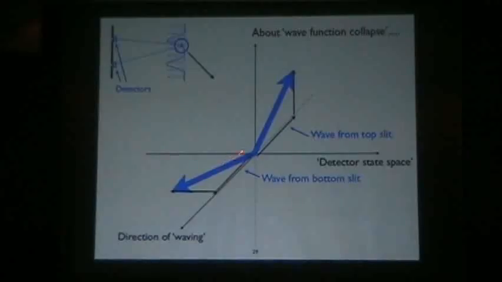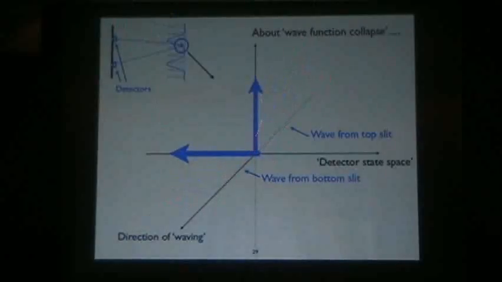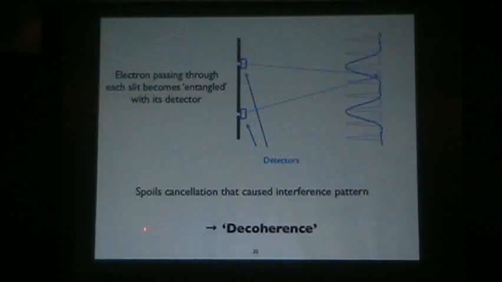And so you see the waving. When I recombine the waves, this part of the wave cancels. The part that was doing the original interference canceled. But now I have these new pieces where it's been kicked in the direction of the state space of one detector or another. So when I recombine them, they don't add to zero anymore. And that explains, in some sense, why the interference fringes are destroyed when you include the detectors in the system. The electron becomes entangled with the detectors.